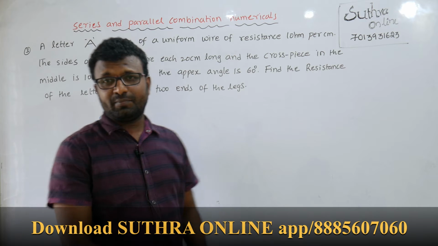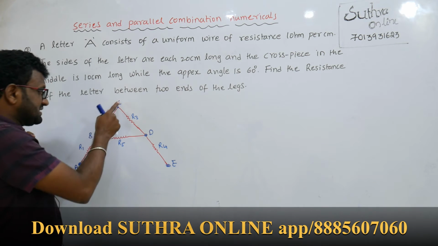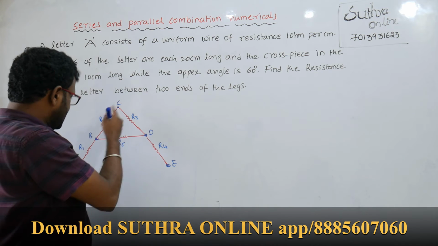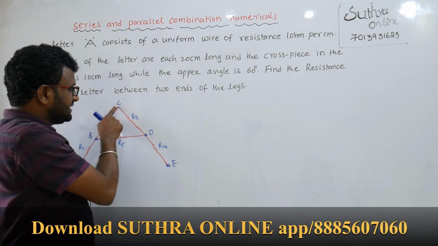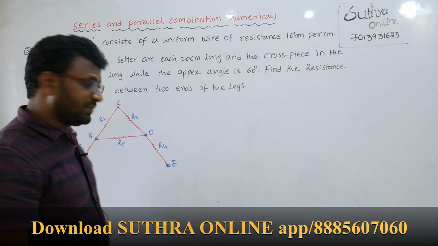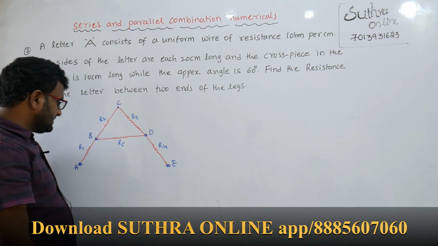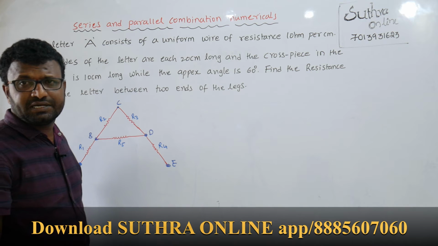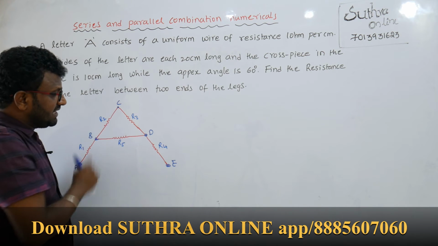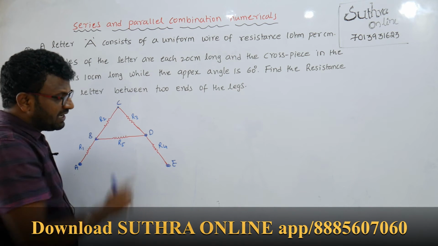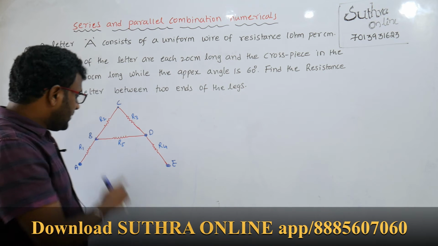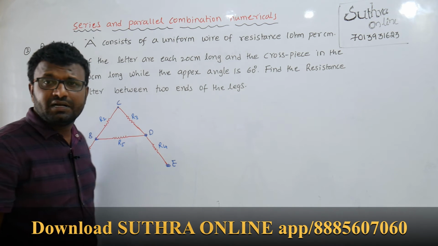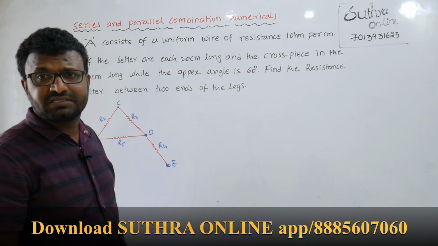This is a very important problem. Here each total side is given as 20 centimeters: A to C is 20 centimeters, and C to E is also 20 centimeters. That means A to B is 10 centimeters and B to C is also 10 centimeters. Next, C to D is 10 centimeters and D to E is also 10 centimeters. The cross piece, BD, is also given as 10 centimeters.